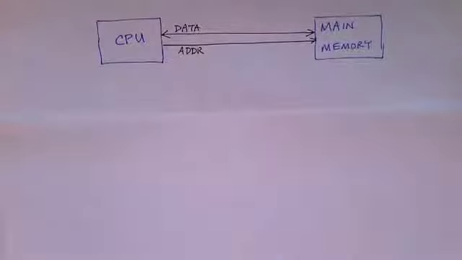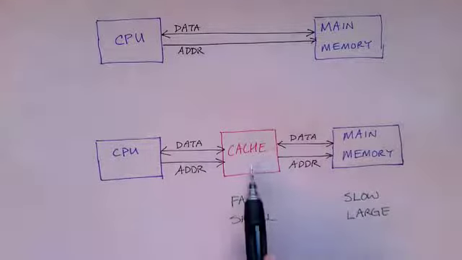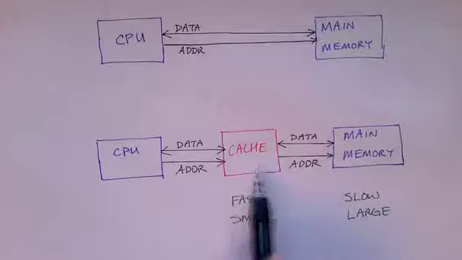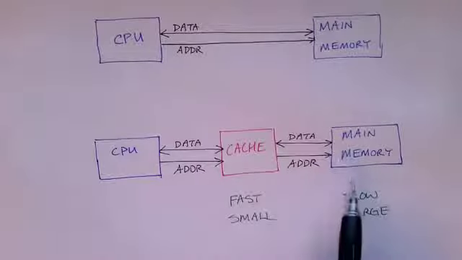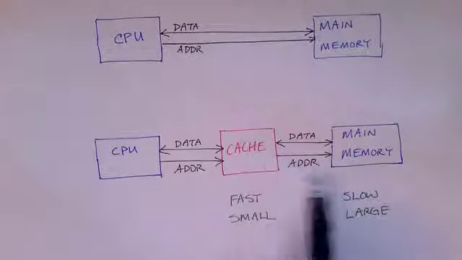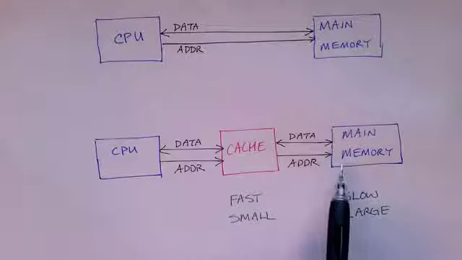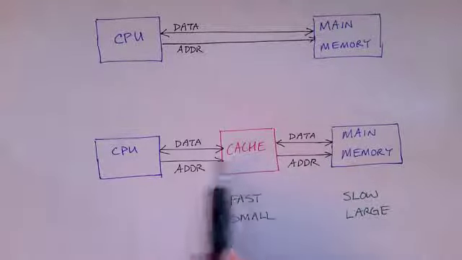Unfortunately, memory is relatively slow, and this is where cache comes into play. So the main idea of a cache memory is that it sits between the CPU and the main memory. The main memory is much larger than the cache memory, and it's also much slower than the cache memory. So the idea is that the cache can speed things up.